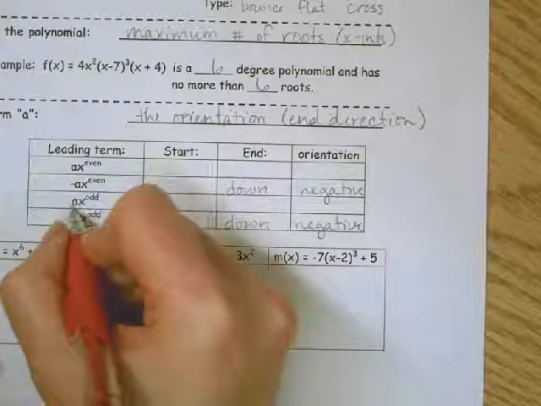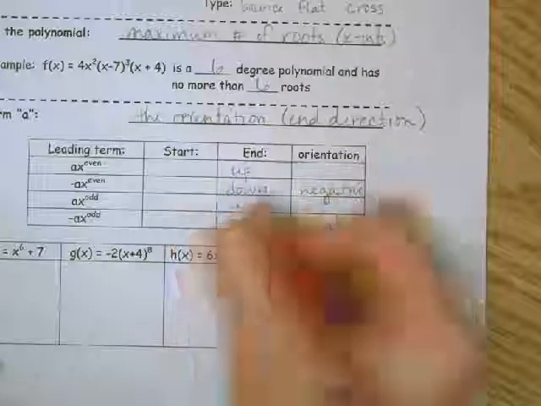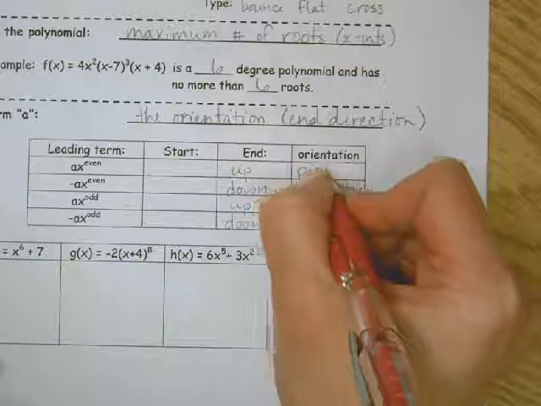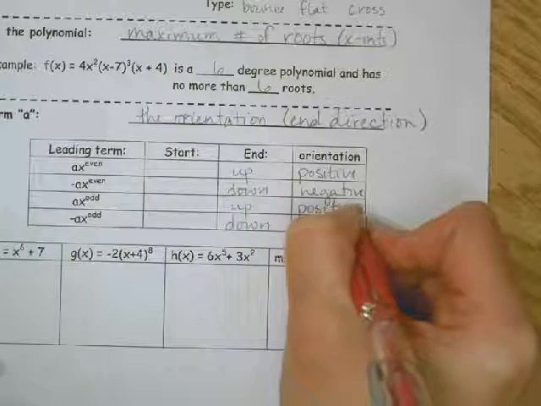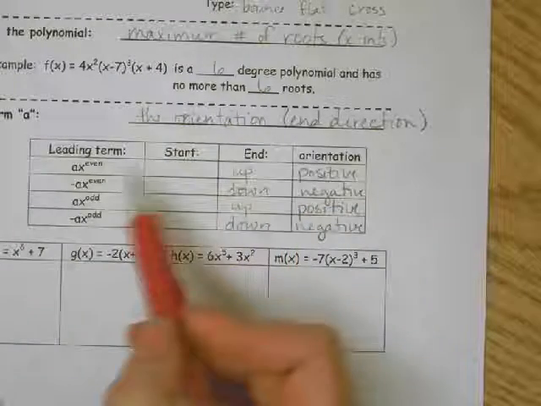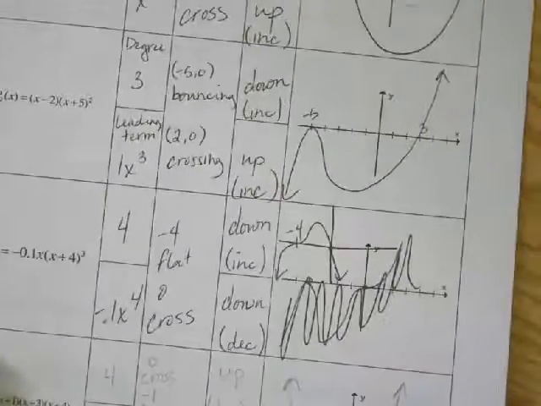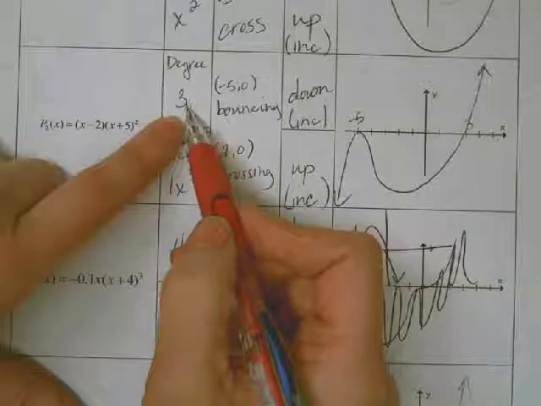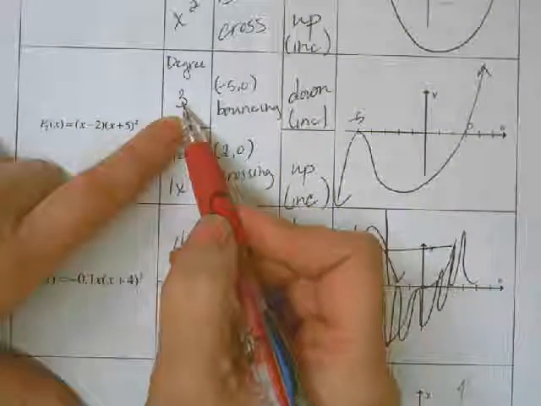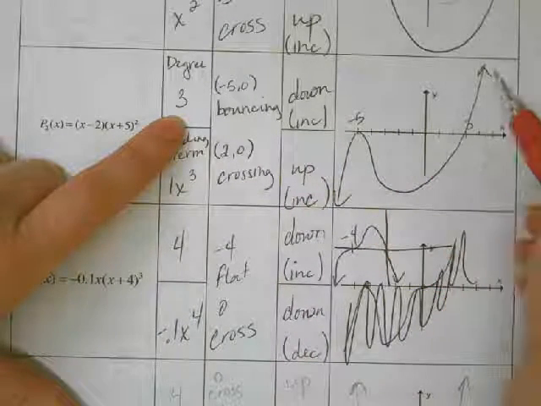On the other hand, if we have a positive number for our leading coefficient, that is up for our end direction, which of course would give it a positive orientation. The even and odd part is a simple matter of looking at what's happening to our x values. So this was an odd number, so 1, 3, 5, or 7, and that had a starting direction of down and an ending direction of up.